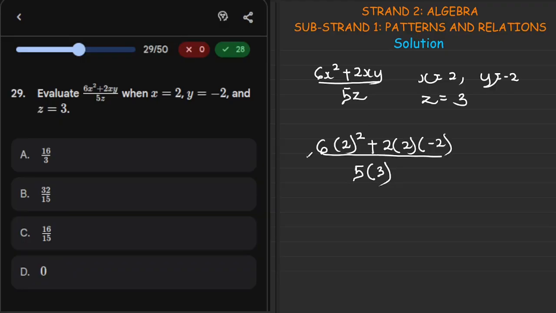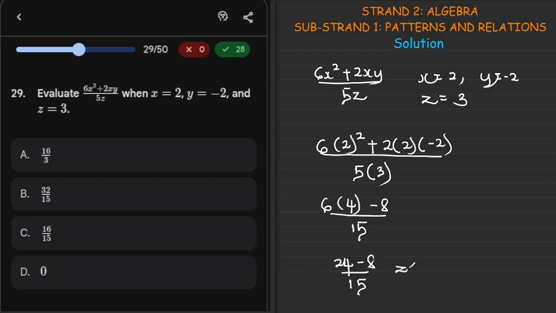So simplifying, we have our 6, then 2 squared. 2 squared is simply a 4. So 6 into bracket 4, then 2 times 2 gives us a 4. 4 times negative 2 gives us a negative 8, all over 5 times 3, which gives us a 15. 6 times 4 gives us a 24. We have 24 minus 8 all over 15.